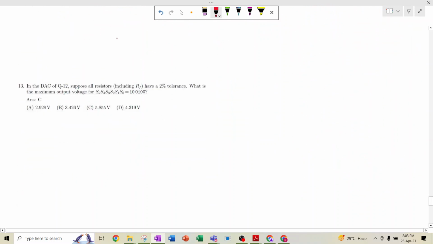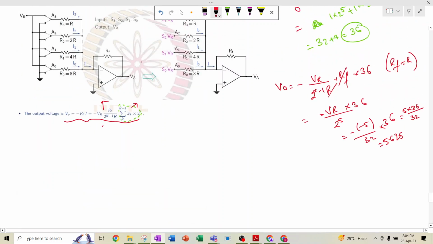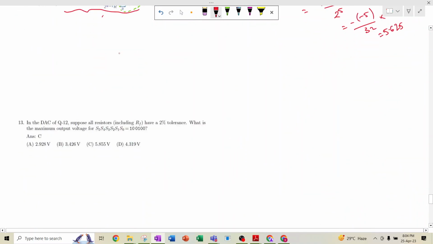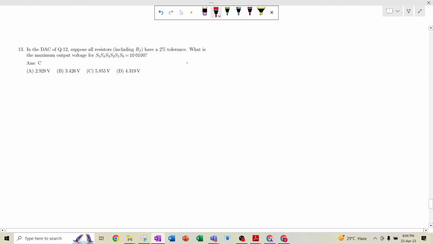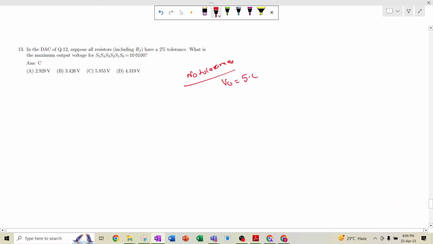Okay, the next problem. In the DAC of question 2 of the same, suppose all resistors have 2% tolerance, including RF and R, all of them. What is the maximum output voltage when the input is 100100 for the same thing? You have already calculated that this value is 5.625. So for no tolerances, the VO is equal to 5.625 volt.